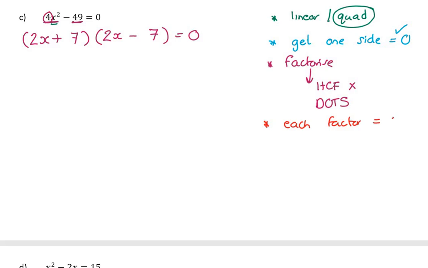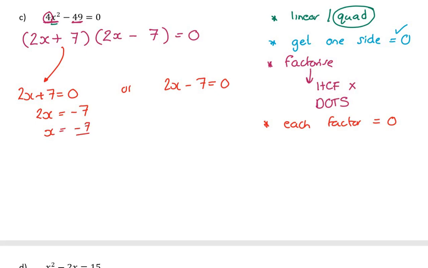So now I know that either 2x plus 7 has to equal 0, or 2x minus 7 has to equal 0. Now the reason I chose this particular example is that solving these two little linear equations is a little bit more complicated than we have been doing. So in the first one I'm going to subtract 7 on both sides, so I get negative 7, and then I'm going to divide by 2. So my answer is actually a fraction.